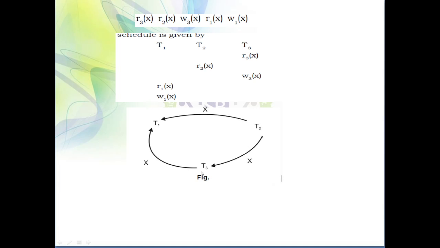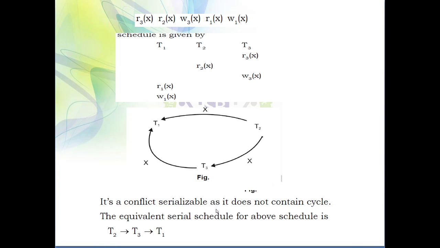So in this way we have drawn a graph. So we come to know that there is no cycle formed in this particular precedence graph. Hence we can say that this is a conflict serializable schedule. So as this schedule is conflict serializable, we are able to generate a serial schedule.